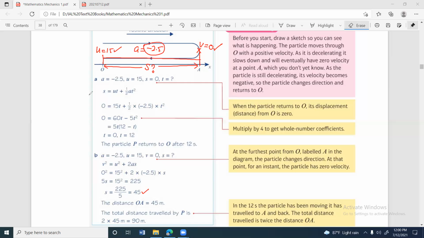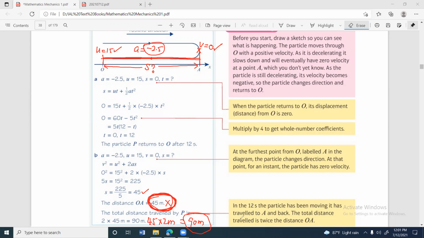Then they are referring to distance. Distance means the distance from here to here, then back to here. So obviously it's 45 into 2. 45 into 2 would be the total distance, that is 90 meters. It has a displacement of 45 and a distance of 90. That is what we need to understand with this.